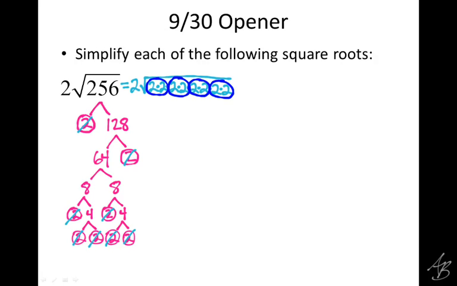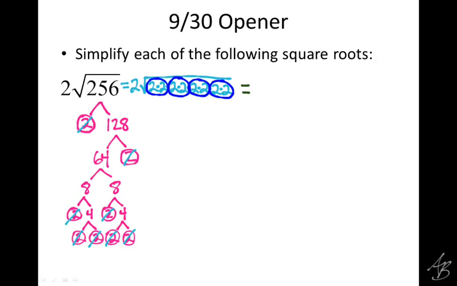It all goes outside. Everything's going to be outside the square root, so the square root is going to be gone, right? We don't need the square root anymore. So if everything's circled, everything's going to go on the outside. So what do we have on the outside? 2 times 2 times 2 times 2.